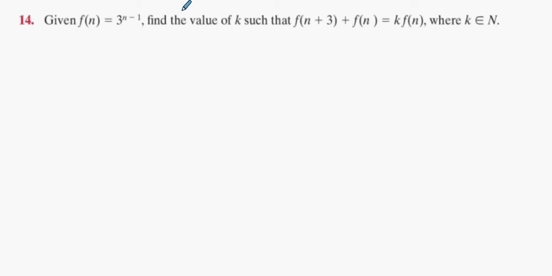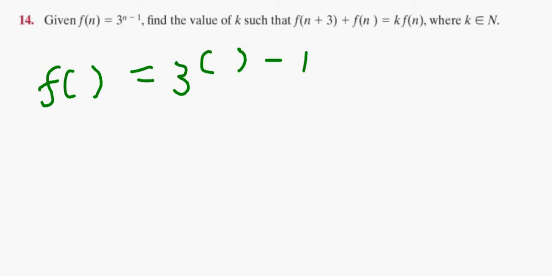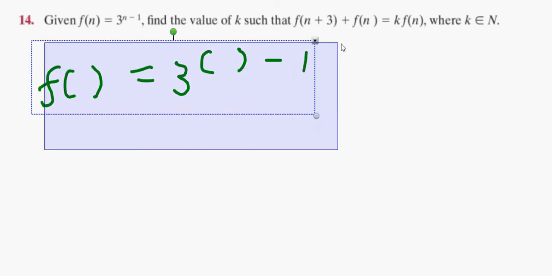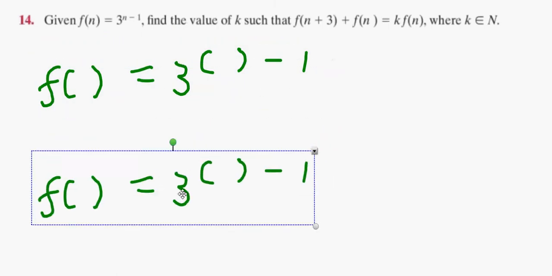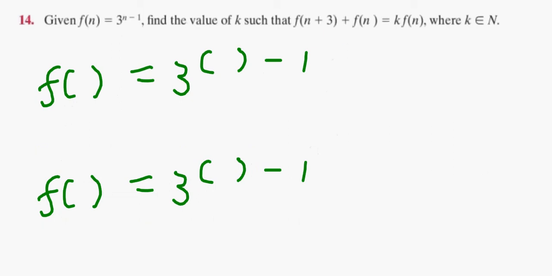So, f blank equals 3 blank take away 1. I'm going to need 2 of these, haven't I? Alright. What's n minus 1 then? Alright. Sorry, what's n plus 3? Where do I put the n plus 3? There and there. Next step, how do I break this up?